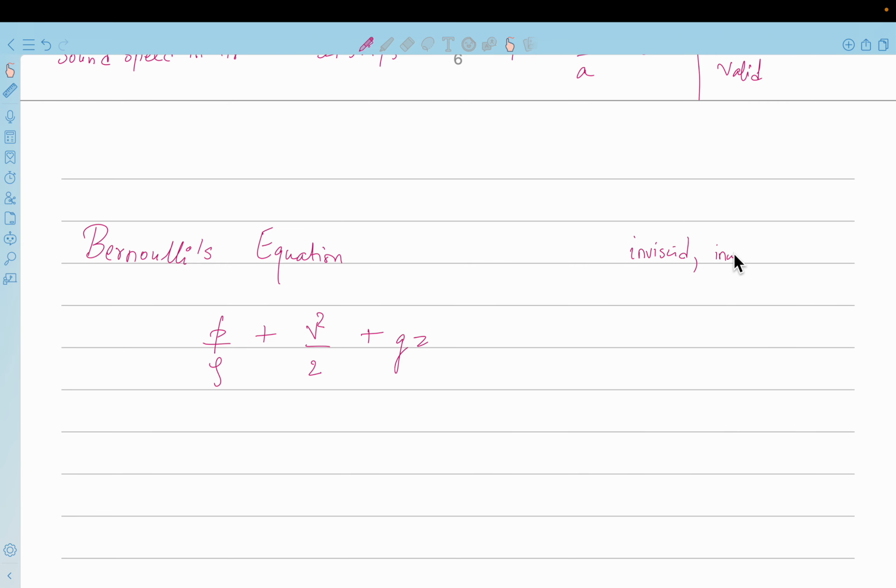incompressible, steady. But one very important thing is that the flow should be along a streamline. So I can say that, let me call this as some quantity q. This quantity q, and this is a streamline. So the quantity q is going to remain conserved along this streamline. So this is Bernoulli's equation.